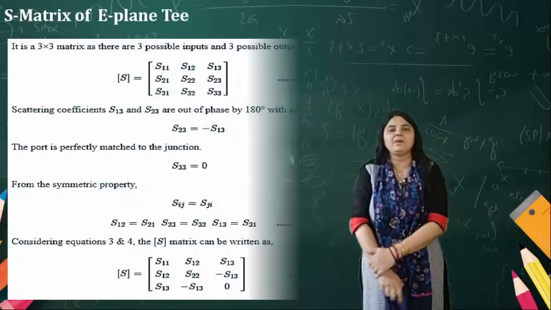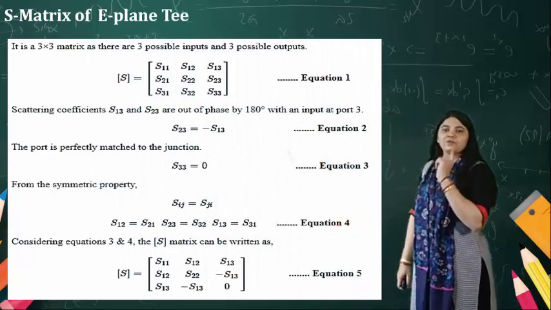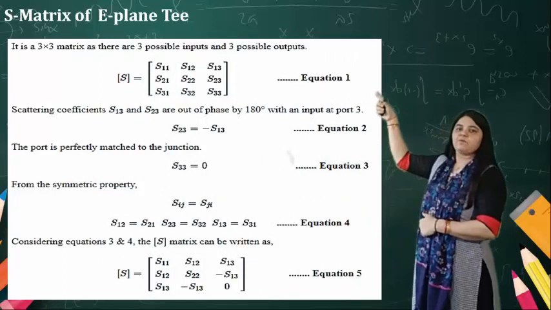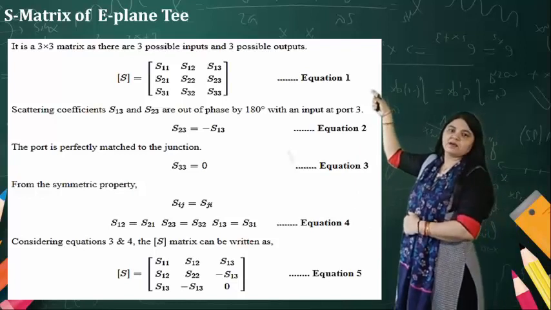Now the matrix of the E-plane T. As I said, there are 3 ports. So what will be the matrix, an n by n matrix? 3 by 3.